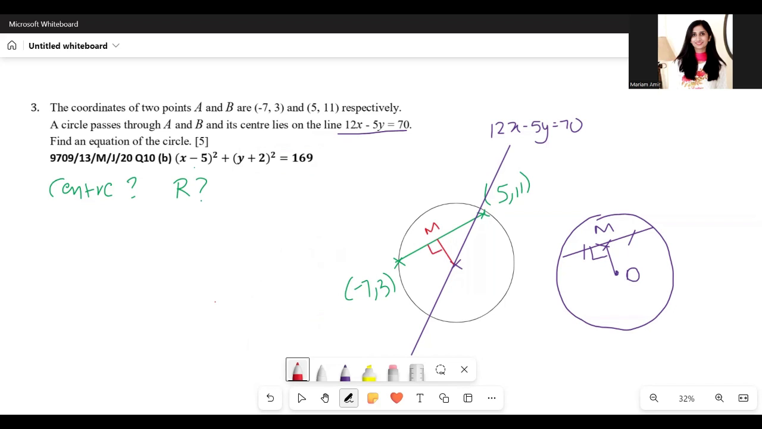Now let's find the coordinates of M, which would be the midpoint of negative 7, 3 and 5, 11. That's going to be negative 7 plus 5 upon 2, 3 plus 11 upon 2. So we have negative 1, 7. So this would be negative 1, 7.